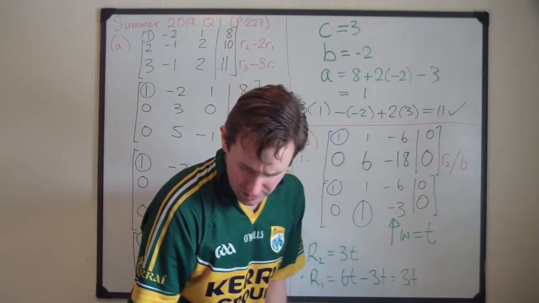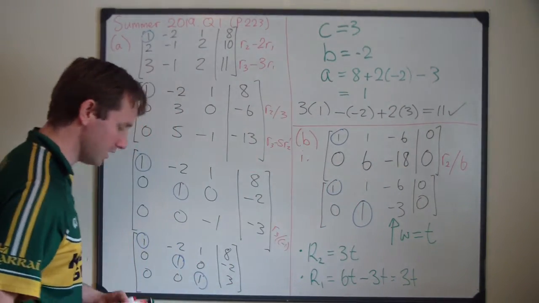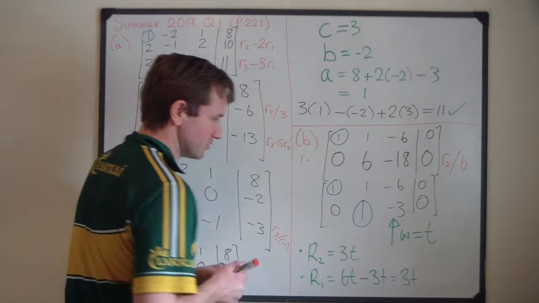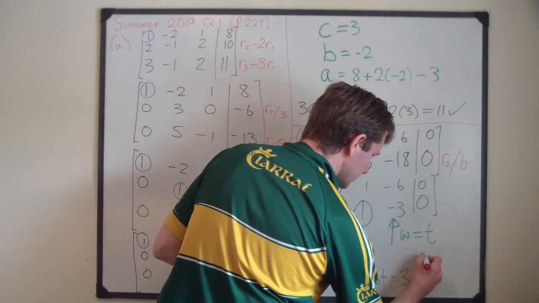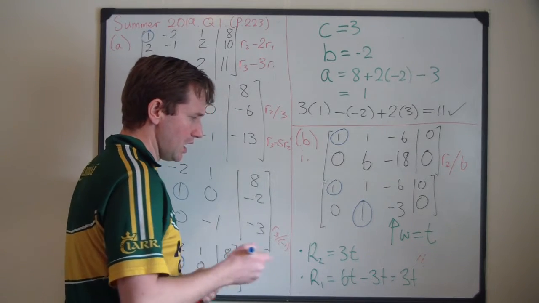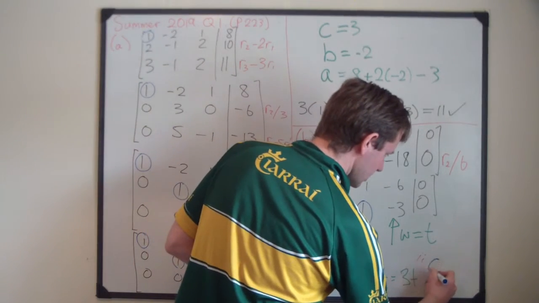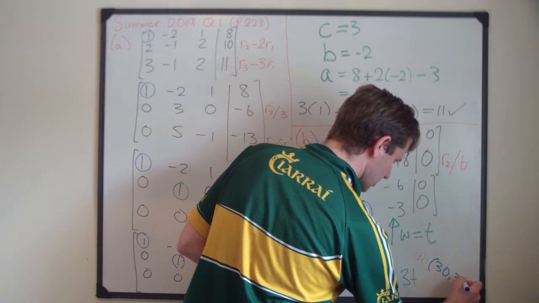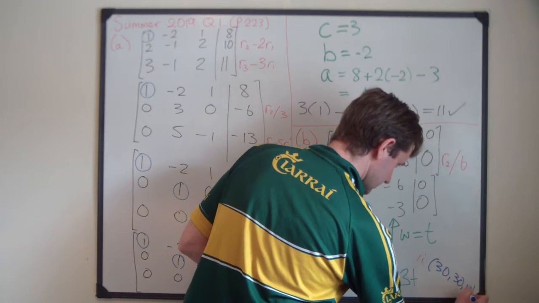And the next question is find the solution if W is equal to 10. I'll just throw that down here, there's plenty of room. So if W is 10, that means the value of the parameter is 10. And so you get R1 is equal to 30, R2 is equal to 30, and W is equal to 10.